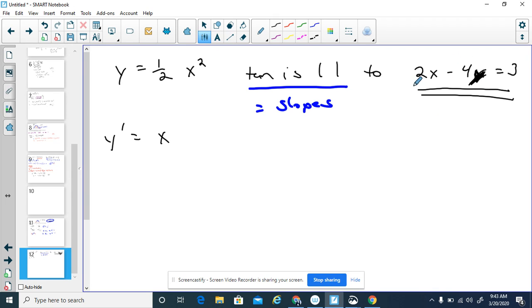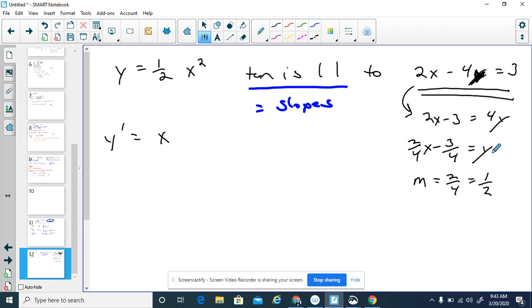The other way is, listen, this is a line, right? So why don't I subtract the 3 over, add the 4y over, then divide everyone by 4? Now I have it in mx plus b form, so I can see that the slope of this line is just going to be 2/4, which is 1/2. It's the easiest way to do it, using slope-intercept and not derivatives, although you could take the derivative implicitly and get the same thing. It's always a half because it's a line.